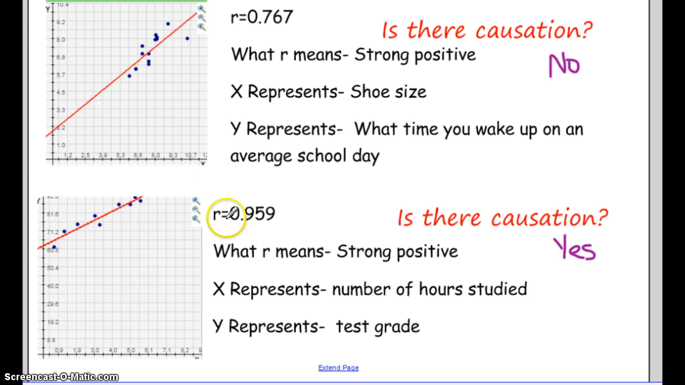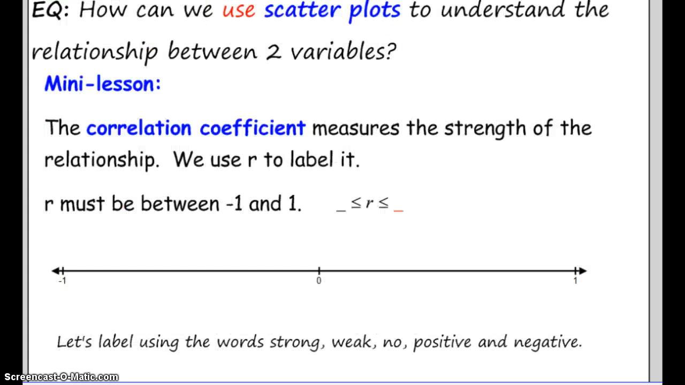Now let's talk about what this little number r means. R is known as the correlation coefficient. It labels how strong the relationship is, or how close together the points are on a scatter plot. R has to be between -1 and 1.